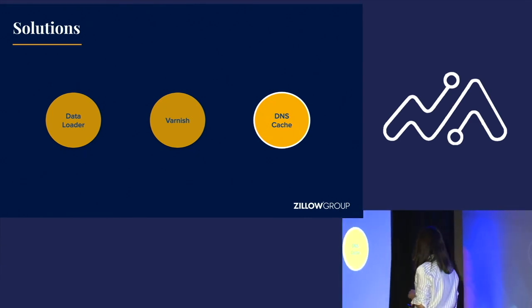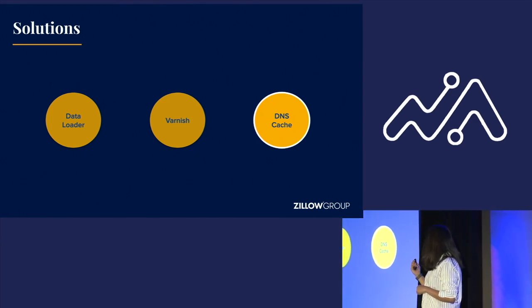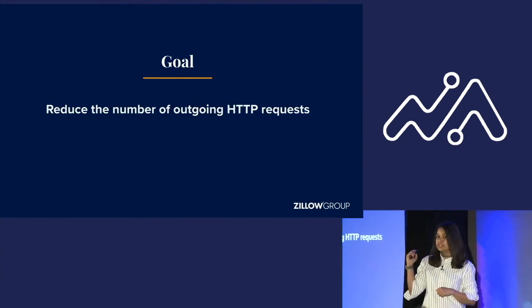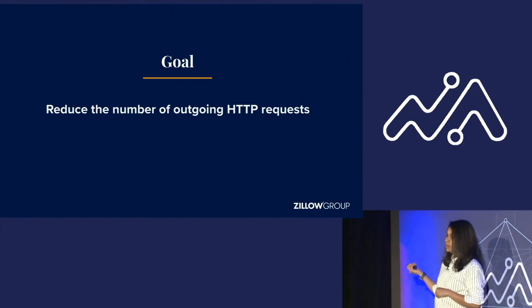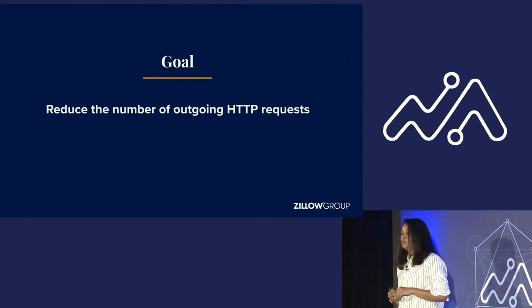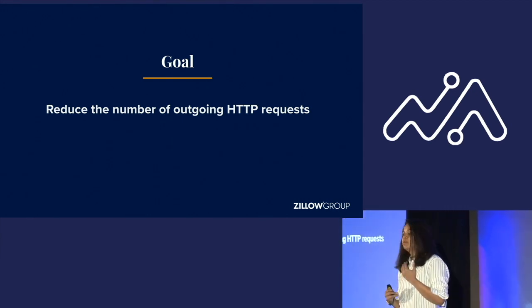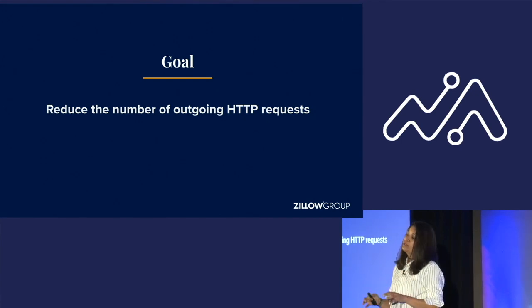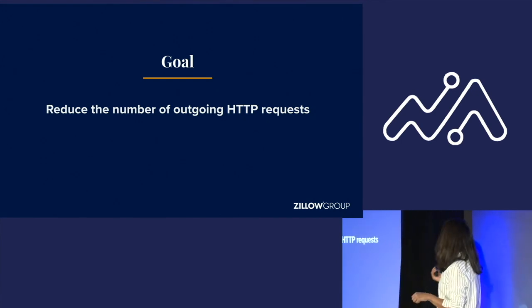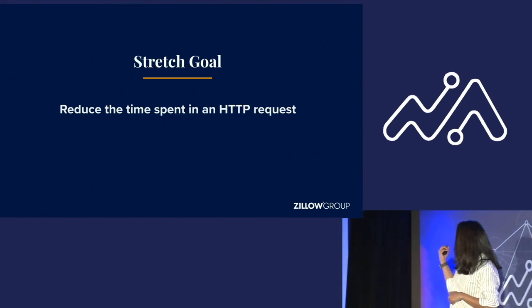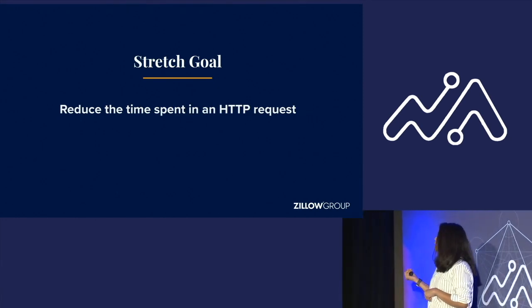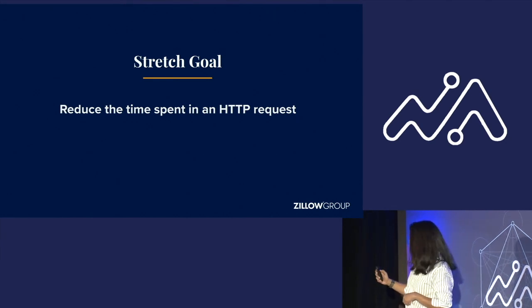Thank you, Sandosh. So in the beginning, Sandosh showed you this goal, which was to reduce the number of outgoing HTTP requests. With Varnish and Data Loader, we were able to scale our performance to 13 times its original performance marks. But that wasn't enough, because engineers love stretch goals. The stretch goal was reduce the time spent in one HTTP request.